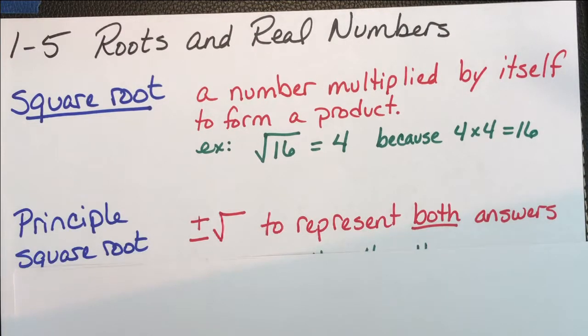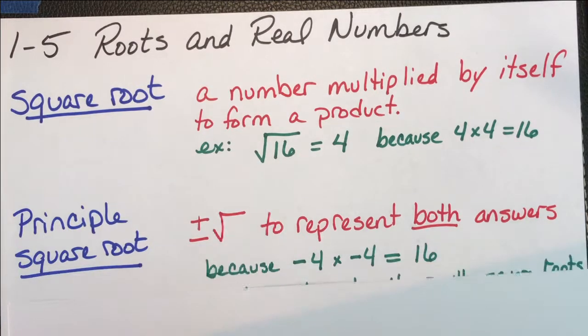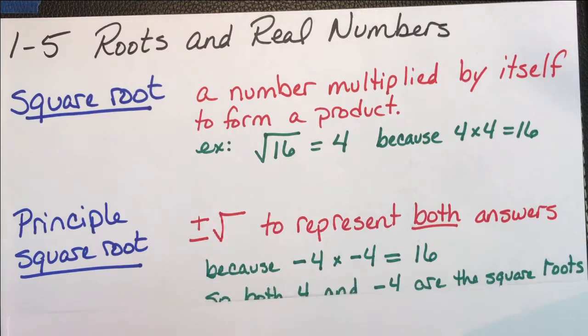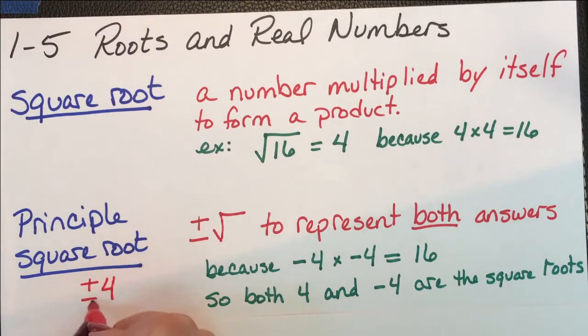We also have a principal square root. And this puts a plus or minus in front of the square root sign to represent both answers, because -4 times -4 also equals 16. So both 4 and -4 are the square roots. So if the question asks you for the principal root of 16, that answer is plus or minus 4. This notation shows that this could be either positive or -4.